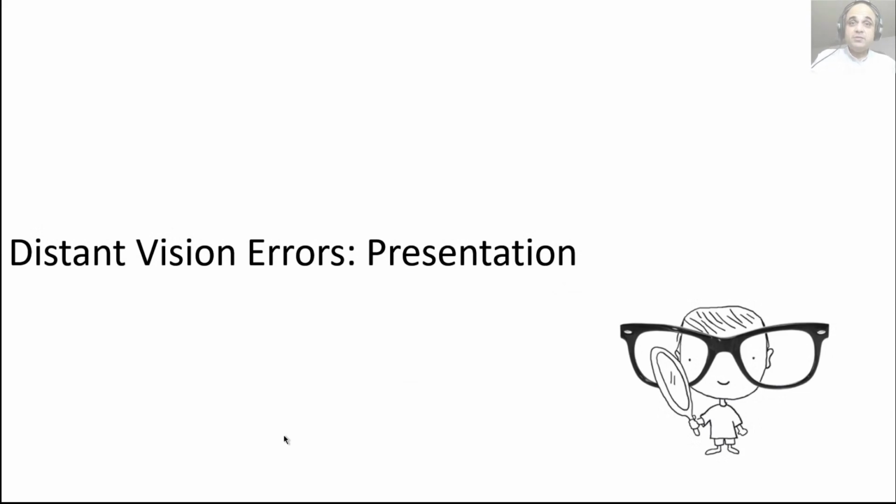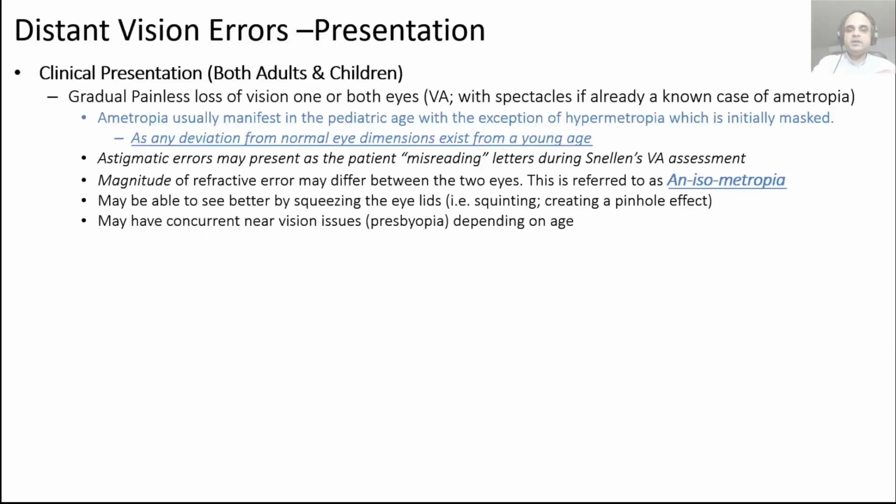Let's see how all of these patients with distant refractive errors, or ametropia, present. The clinical presentation in both adults and children, verbal children who can communicate for themselves, would be gradual painless loss of vision in one eye or both eyes, and this visual loss is loss of visual acuity. If they're already wearing spectacles, they would know that they have a refractive error. It's just that the refractive error might have changed so that the spectacles are not working as well as they did, or they just wanted to see if the refractive error has changed at all.